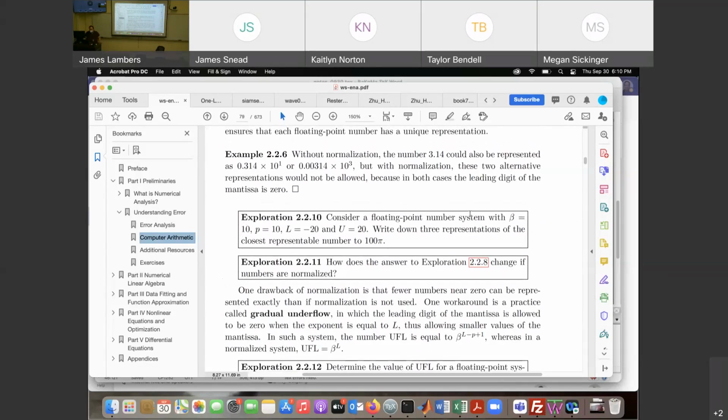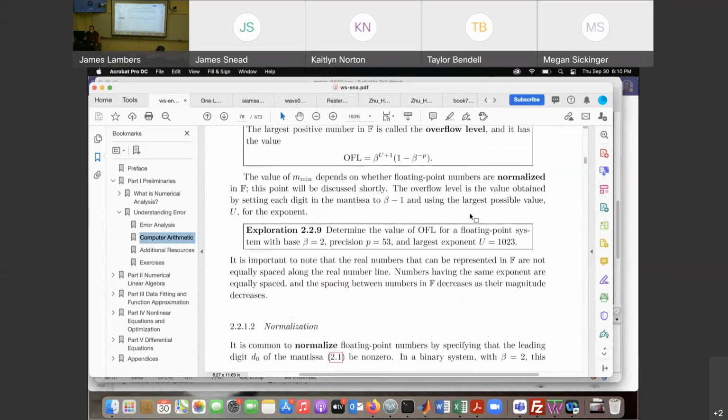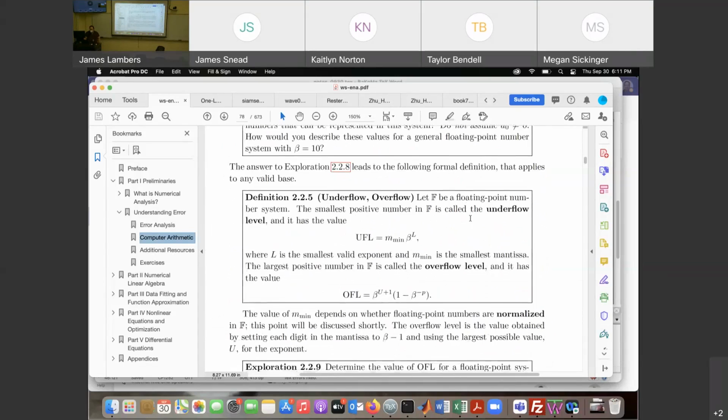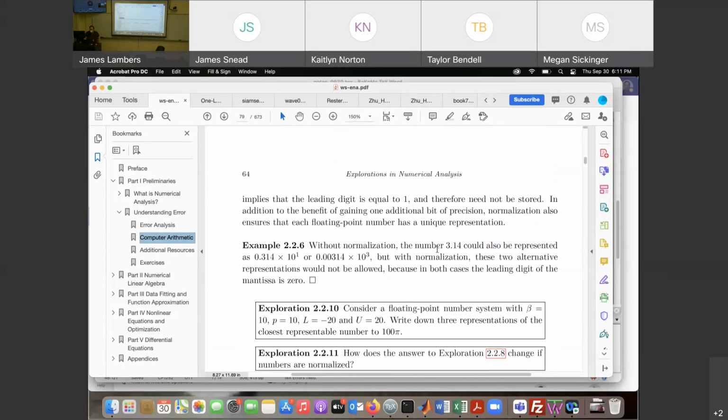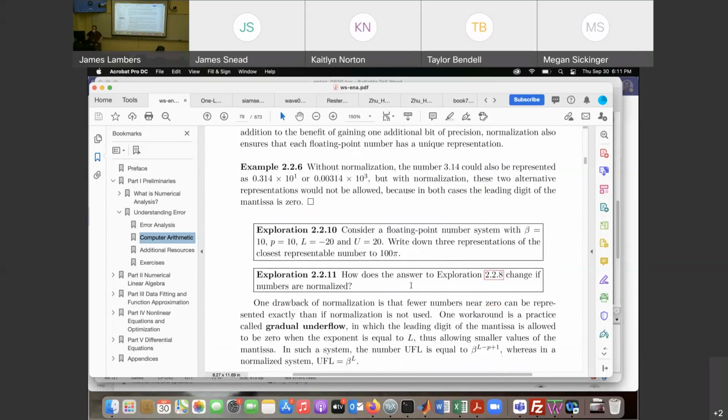Okay, two problems that were both assigned that are related to one another: 2.8, and then 2.11.